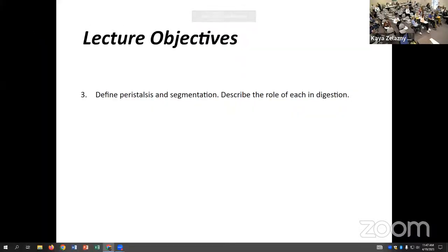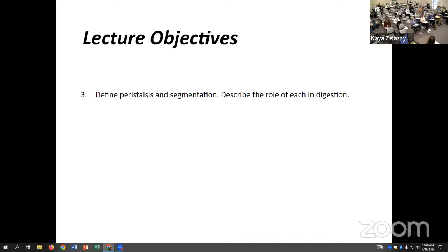Okay, so reaching very near the end. Today we are going to finish up with our understanding of the GI system. So we're going to be doing the last couple pages in that packet on peristalsis and segmentation, and we're going to move right into the reproductive system.